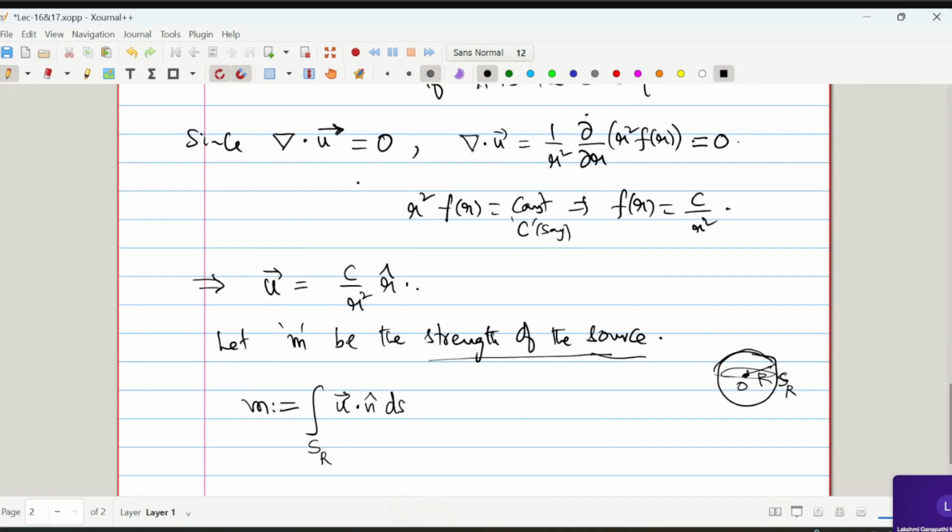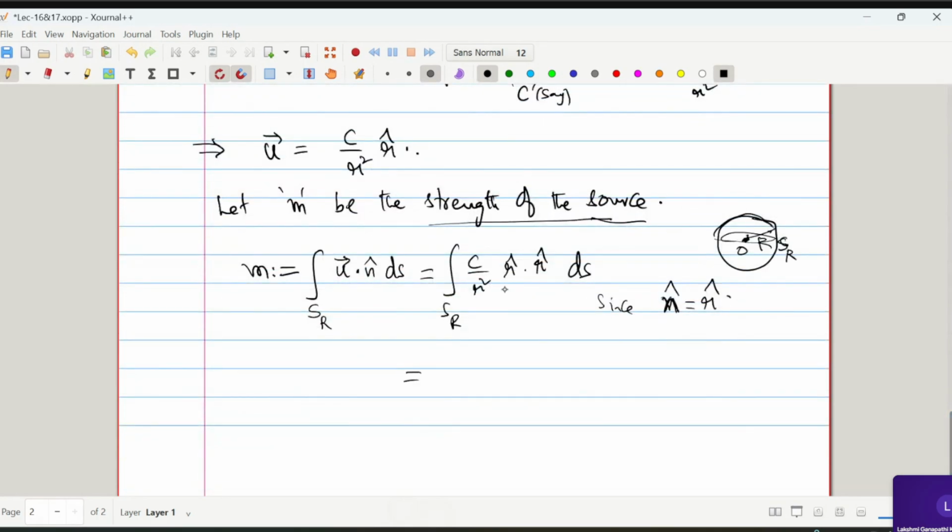ds is surface area here, because we are over SR. So this is equal to, what do you get here? C by r square, right? Basically, you have C by r square as your F of r. So r n cap is what? What is your n cap? Sir, it is the vector perpendicular to the surface. That is your r cap only, no? Yes, sir, r direction. Since n is this, what you are getting is C by r square, r cap dot r cap ds over SR.